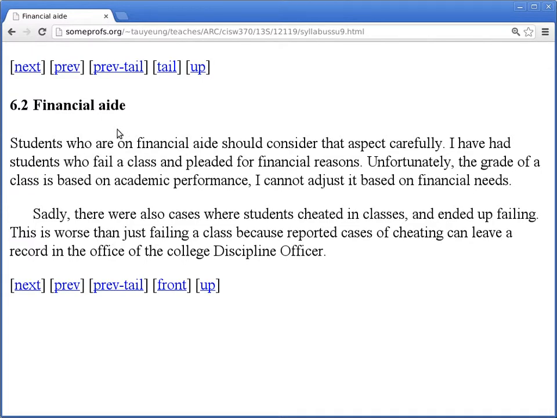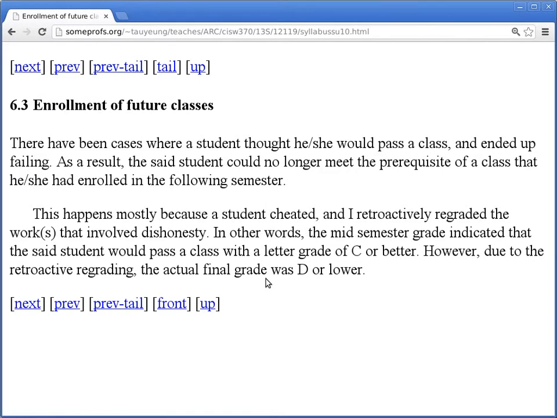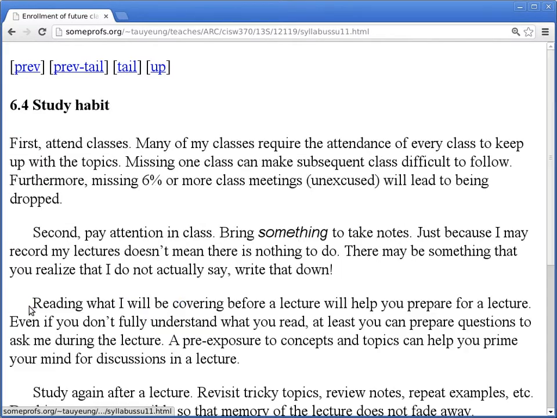Some people are on financial aid, and unfortunately, in the past, I have caught people cheating who were on financial aid. They came back to me and said, you cannot give me a failing grade because I need that for financial aid. But that's not one of the things that I consider when I look at cheating. The same thing applies for enrollment in future classes. This class really is not a prerequisite of any other classes, so this slide does not really apply.